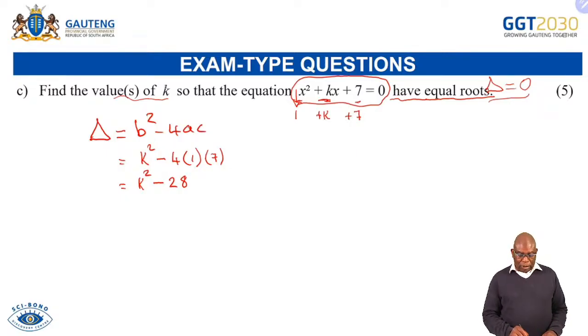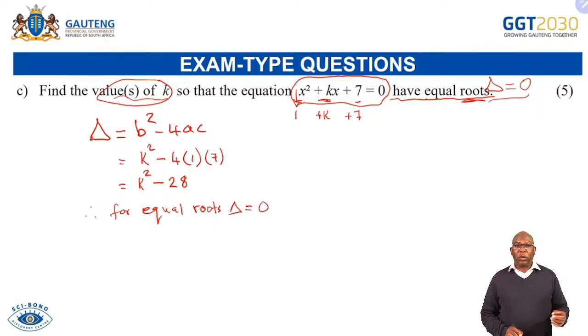But I'm not done because I need to find the values of k. So I'll come here and say, okay, for equal roots, because that is given to me, this delta must be equal to 0. If they told me that the roots are non-real, then my delta will be less than 0. If I'm given that the roots are real, my delta will be greater than or equal to 0. In this case, they're saying the roots are equal. So because this is delta, I must put 0 there.